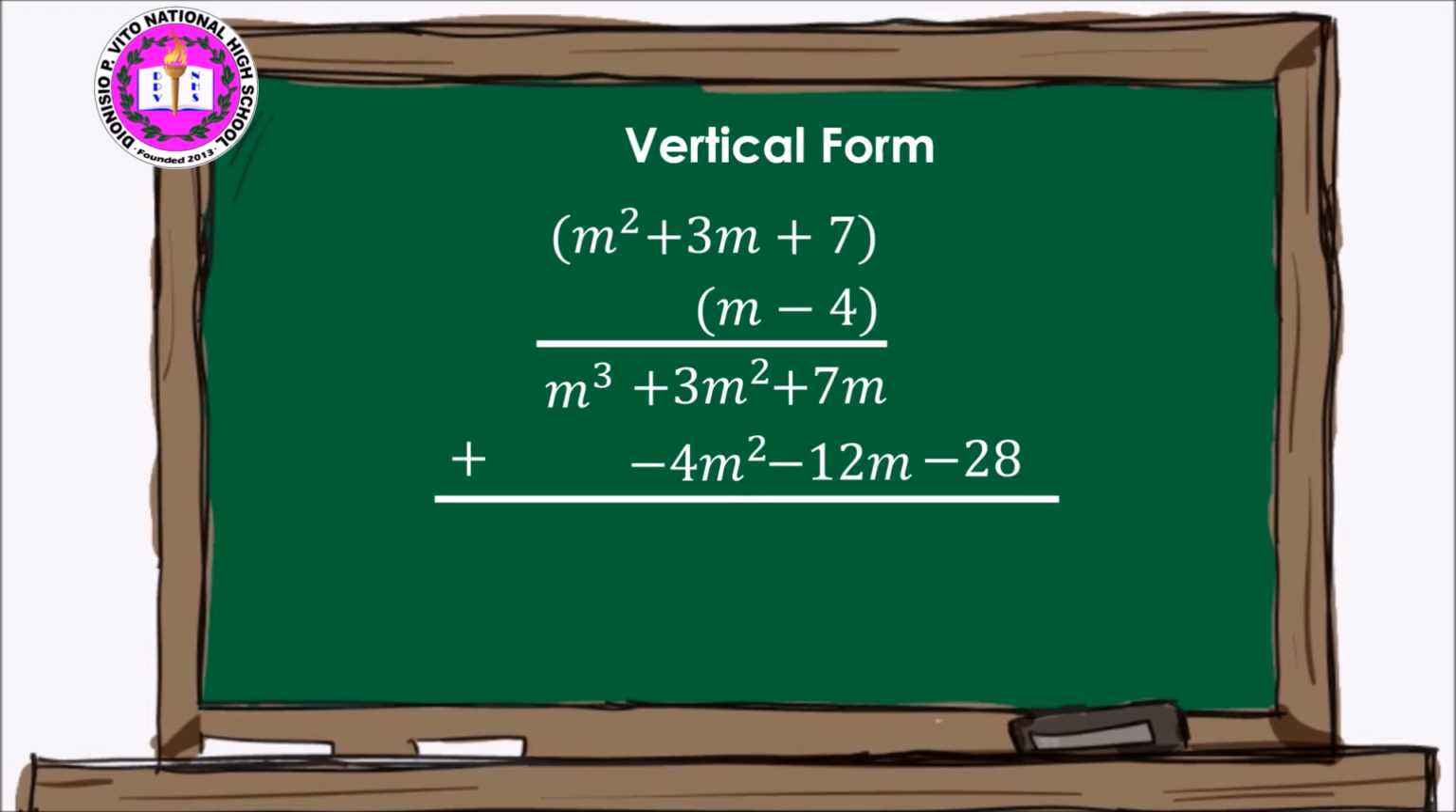Adding the answer, we have m cubed. We're going to bring it down. So we have m cubed. Then positive 3m squared plus negative 4m squared is equal to negative m squared. Then positive 7m plus negative 12m is equal to negative 5m. Then we're going to bring down negative 28. Therefore, the answer is m cubed minus m squared minus 5m minus 28.